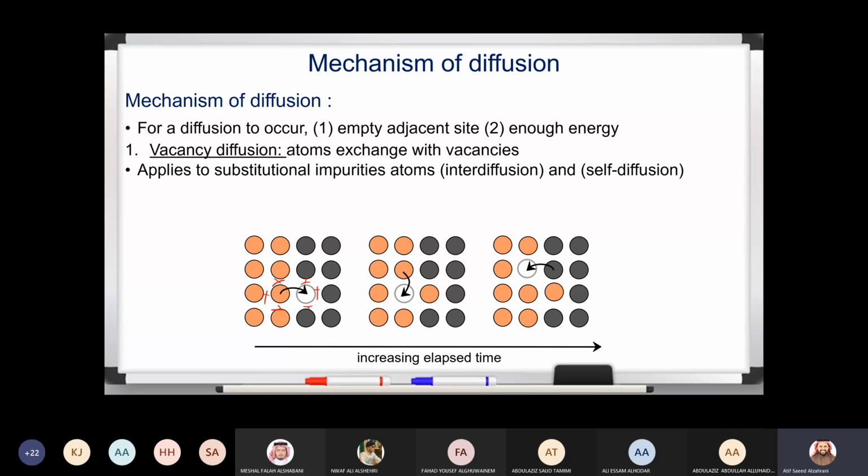And it happens to both. It is applicable to both substitutional impurity atoms, meaning interdiffusion, meaning the atoms moving as an impurity to a host place here. Or it happens to the self-diffusion, meaning that here is the position of the atom, let's say this is B, so atom B is migrating to a position of atom B. So the two types of diffusion that we mentioned, the interdiffusion and self-diffusion, can happen through the vacancy diffusion.